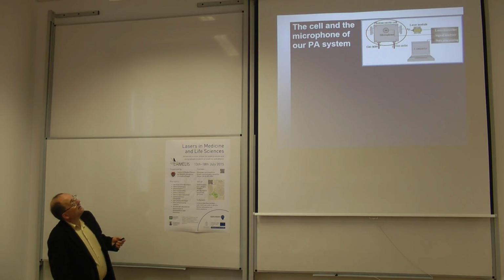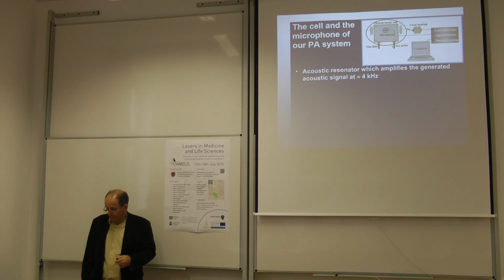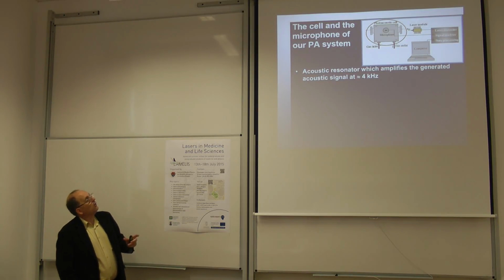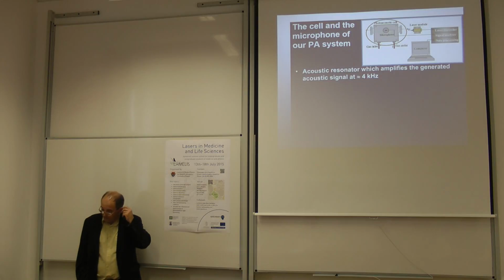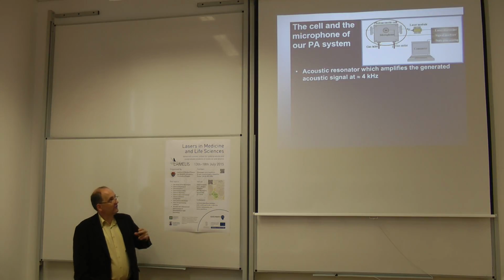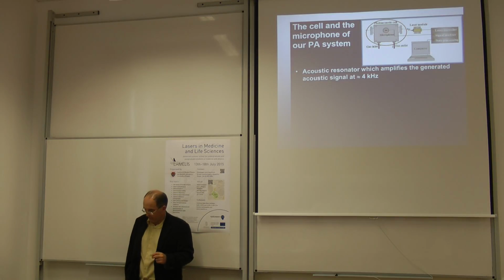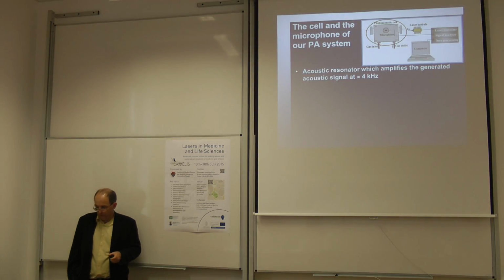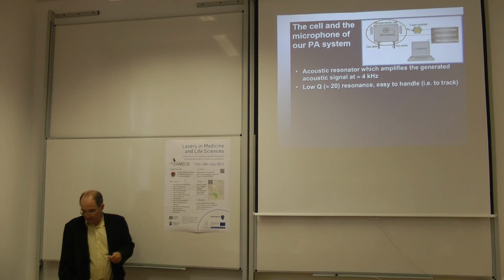So the photoacoustic cell we are using, and the microphone which is attached to our photoacoustic cell. This is an approximately 10 centimeter long acoustic resonator, which has an acoustic resonance at around 4 kilohertz, which is a very nice frequency. It's really in the audible range, so we have very good microphones for that, and there are not too big noises in the 4 kilohertz frequency range.